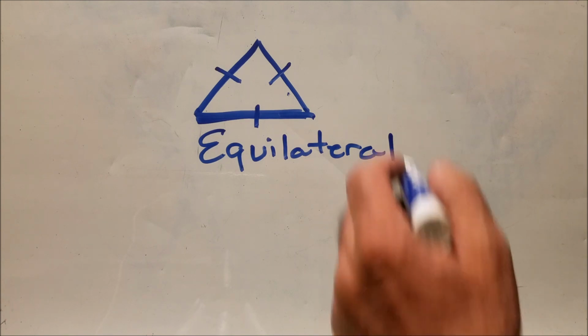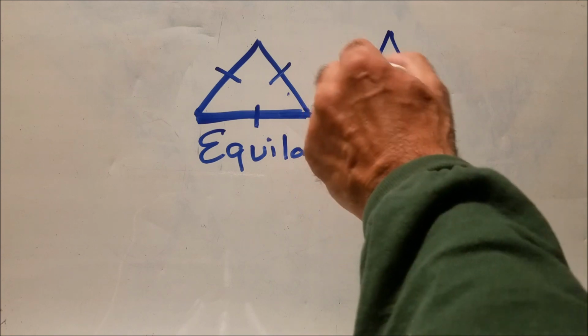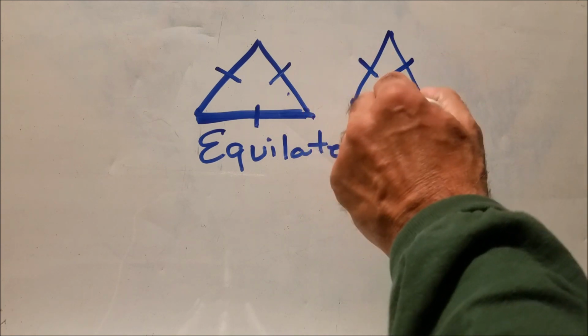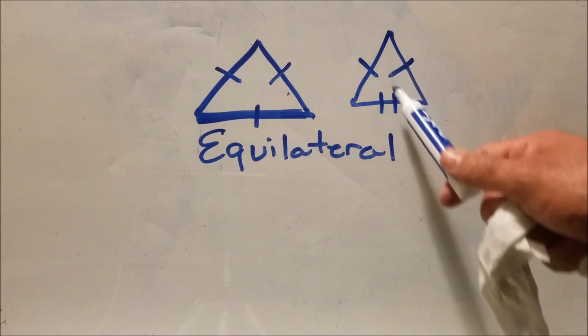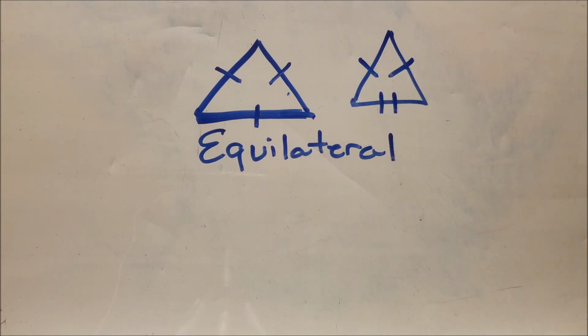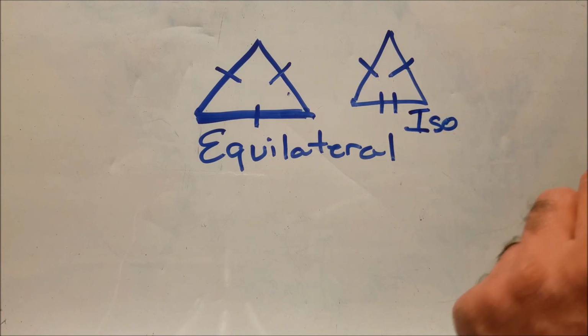So then I'll draw another one over here. And I'll put a hash mark there, and maybe one over there. Now you notice two sides are equal because they have the same hash mark, but this one has a different hash mark. So only two sides are equal here. So when two sides are equal, it's called isosceles. So I'll write it over here. Sounds like a Greek hero, right? Isosceles.